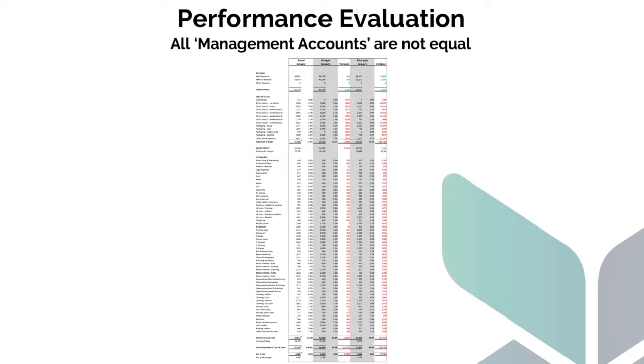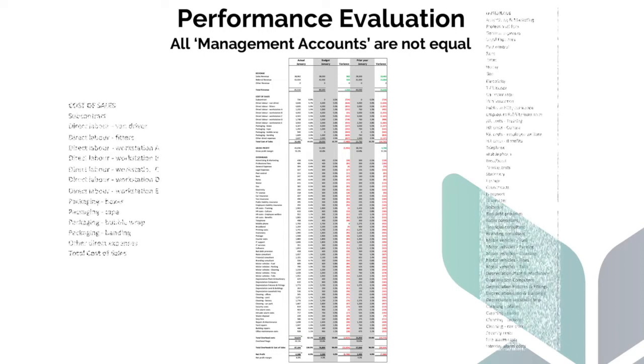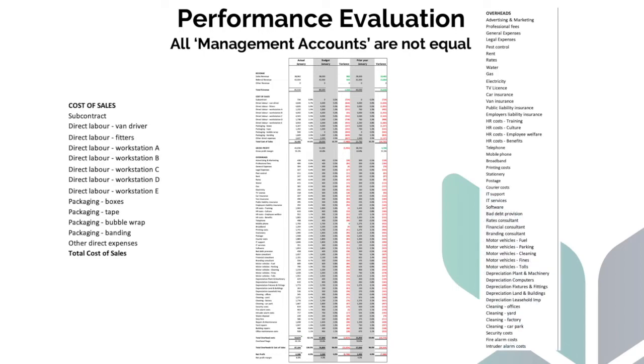This is another set of management accounts. Now, this one, to be fair, does have comparatives in it, but look how detailed it is. It's too busy. If you're going to do that, you might as well just run a trial balance. And if you look at the detail, you've got things like direct labor, van driver, fitters, etc. You could lump all that together as direct labor.